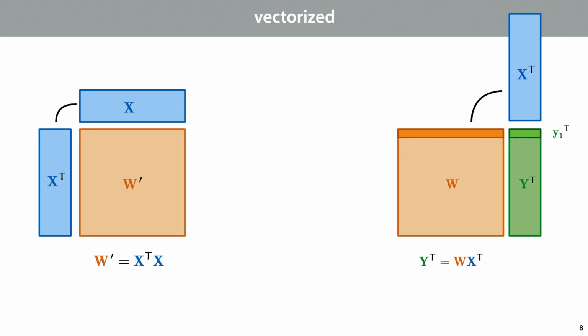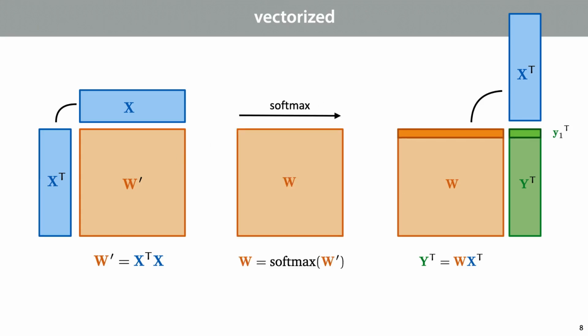The result is that W prime is equal to X transpose times X. Finally, we need to apply a softmax. This should go over all the weights that correspond to a single output, that is, the rows of W prime. Therefore, we apply a row-wise softmax to ensure that in W, all the rows sum to 1. And with that, we have the 3 steps of a vectorized simple self-attention.